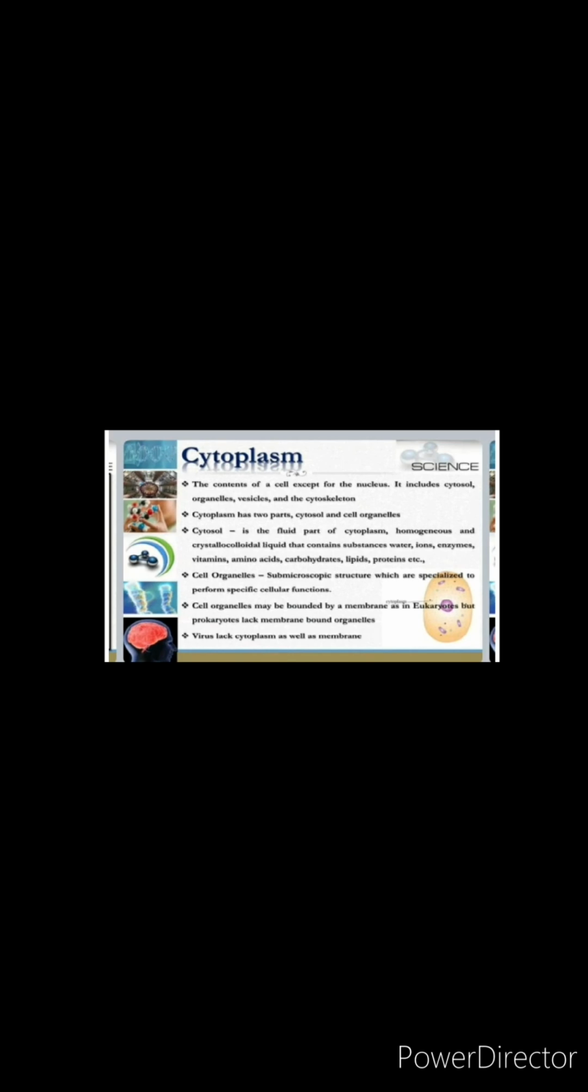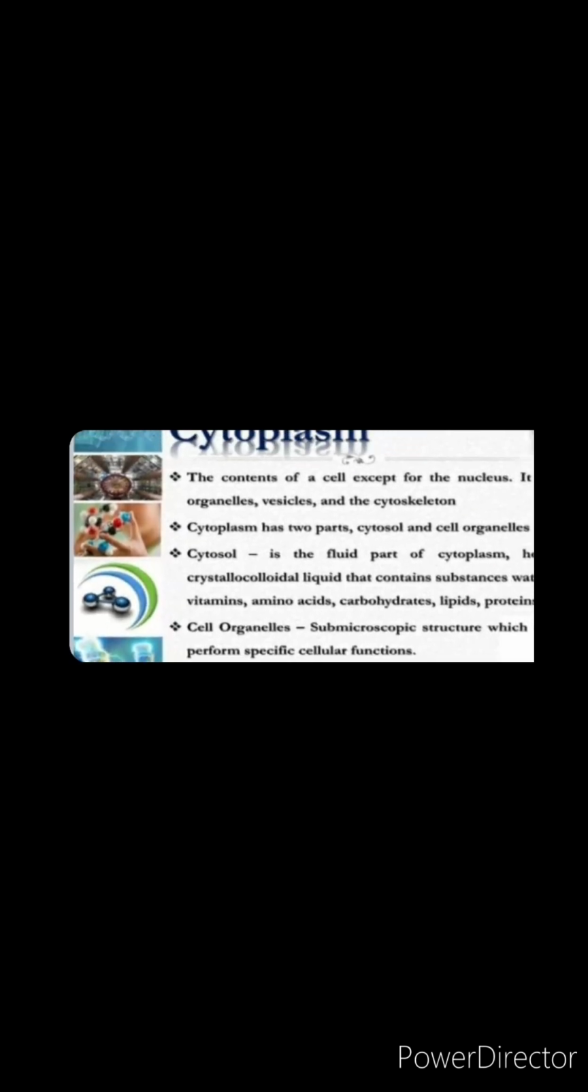So let's see about the cytoplasm. Cytoplasm is the contents of a cell except for the nucleus. It includes the cytosol, organelles, vesicles and cytoskeleton. Cytoplasm is the fluid of the cell. Cyto means cell and plasma means fluid. And cytoplasm has two parts, that is cytosol and cell organelles.